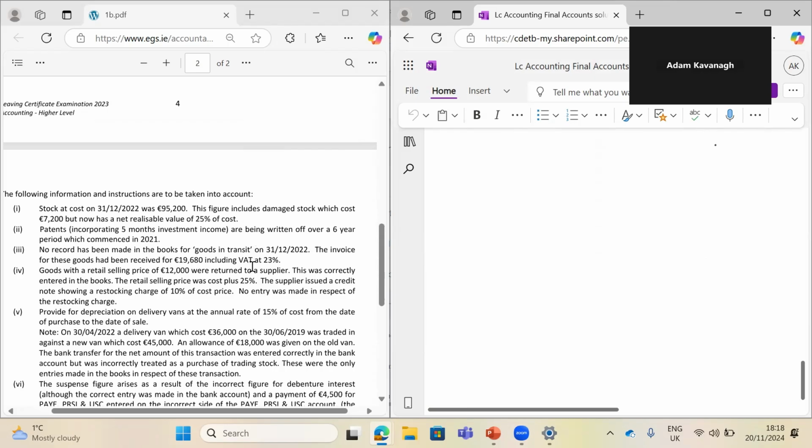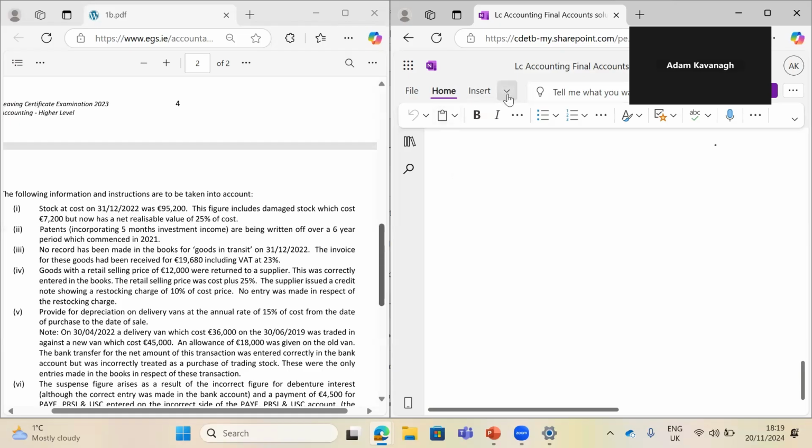This is correctly entered into the books, but then the retail selling price was cost plus 25%, and they issued us a credit note showing a restocking charge of 10% of cost price. So in this adjustment, we have to change creditors and purchases. And the whole step has been done for us here in terms of the return. All we need to fix is this credit note. So they've issued us a credit note, so we owe them money. It's going to change our creditors. And the restocking charge is in relation to purchases. So we're going to have to adjust purchases as well.